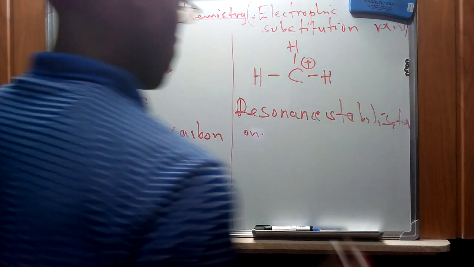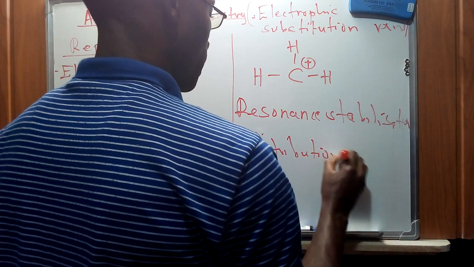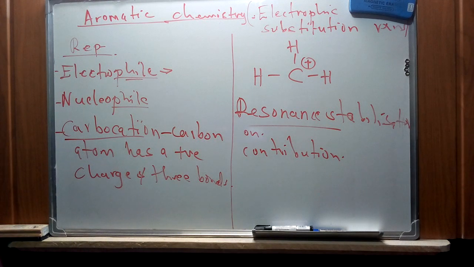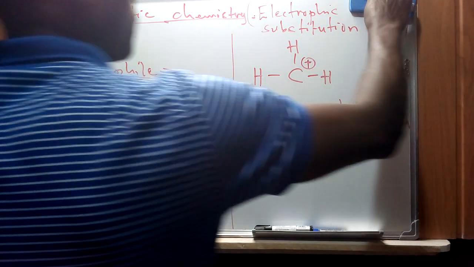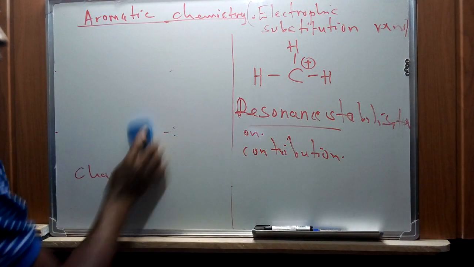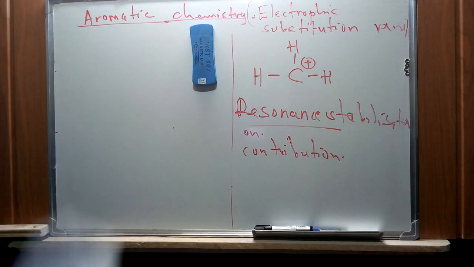Of course, we're going to look at the concept of resonance contributors, but what we should understand for now is that resonance is a kind of stability that a species, just like the carbocation we've mentioned, gains from having charge delocalization. Now we are going to look at another concept used in the electrophilic substitution reaction, known as an intermediate species.